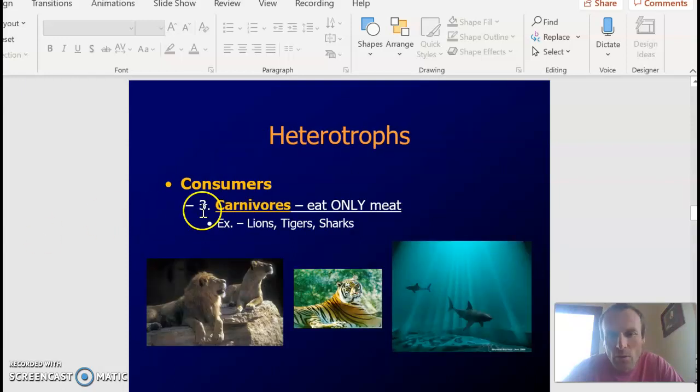Then we have carnivores. They eat meats. And we're talking predators. The key thing you need to know is there's less of these organisms. So when compared to our herbivores, there's a lot less carnivores. And that is because of what's happening with the energy in the food pyramid, which we'll get to.